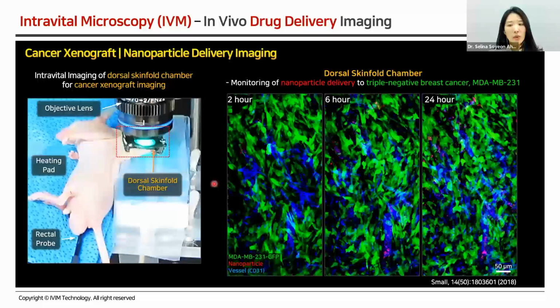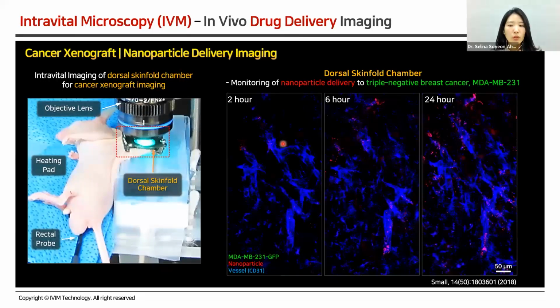And not only the cell, but we can also image the drug. This is a 24-hour image obtained from the cancer implanted mouse model. In this data, the GFP expressing signal is the human breast cancer cell we've implanted into the dorsal skin fold chamber model. The cancers have grown to a certain tumor size after 2 weeks of implantation. Then we treated with red fluorescent nanoparticle drugs to analyze the drug delivery and the drug distribution over the target breast cancer.